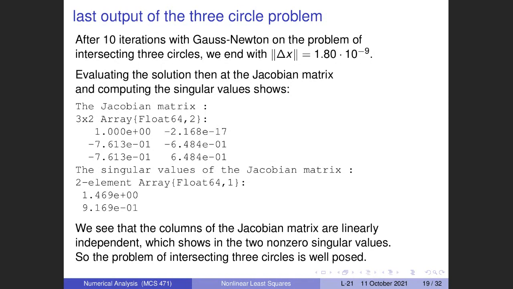So why is this a good problem? Well, we have three equations and two unknowns, so the Jacobian matrix is a 3x2 matrix. If we compute the singular values, the two singular values are very far from zero. They are a healthy looking 1.5 and 0.9. So this is a well-posed problem.